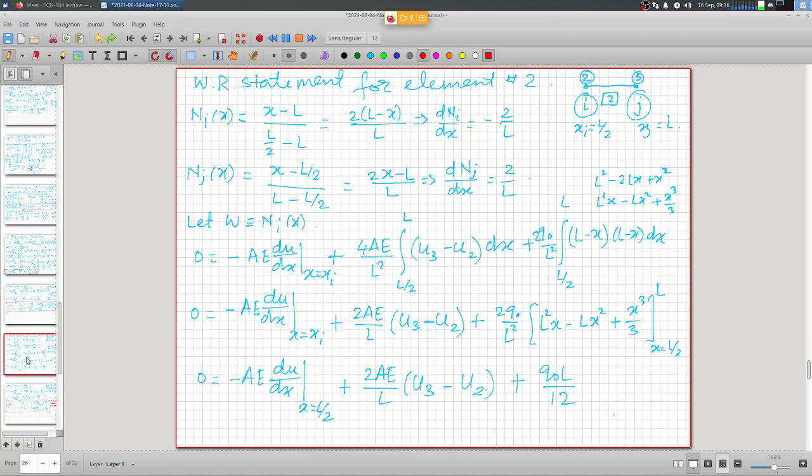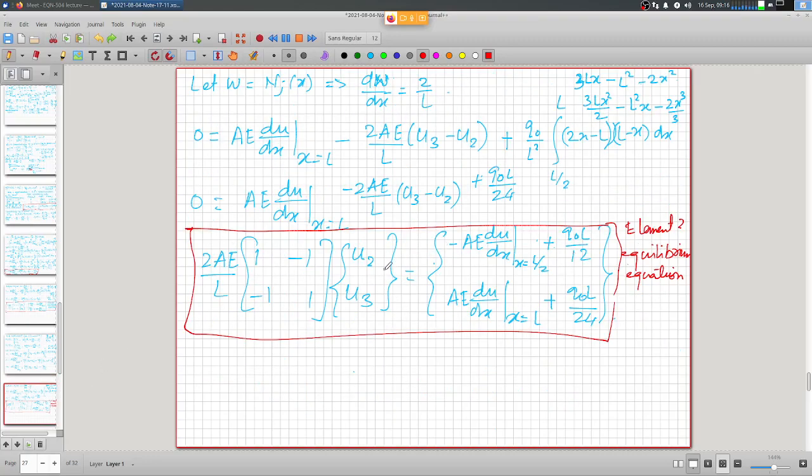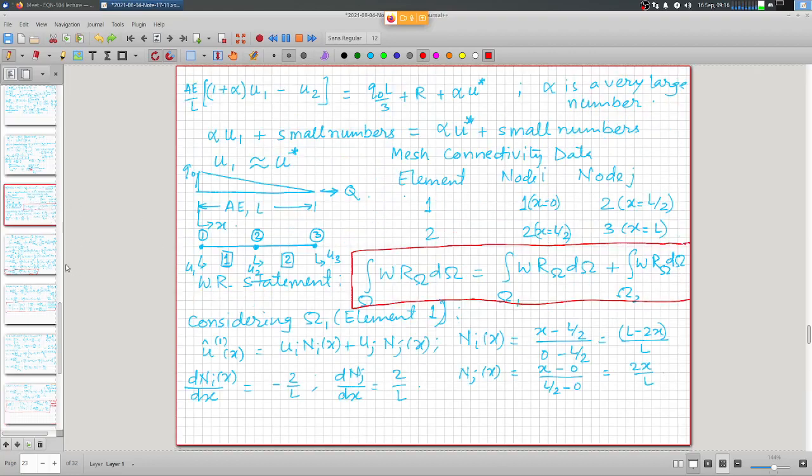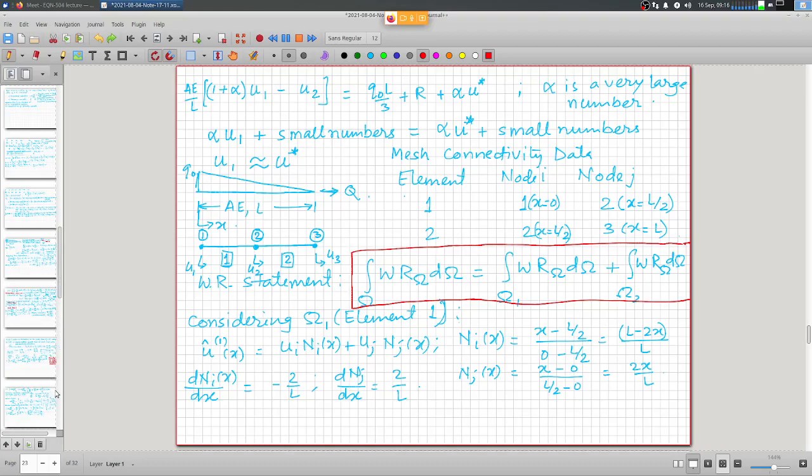And similarly, when we use element number 2, the interpolation functions for element number 2 will be used as weighting functions for the domain of element 2 ranging from L by 2 to L. And again we carry on with the process for weighted residual statement and end up with the two algebraic equations in terms of the primary variables of element number 2, that is displacement at node 2 and node 3. So the next step that is left is what we need to do here.